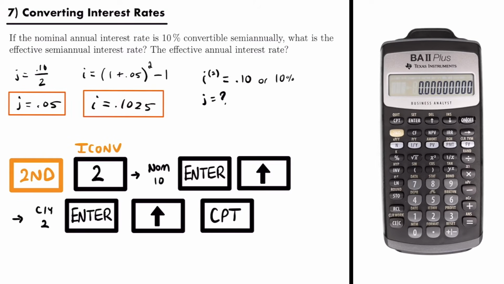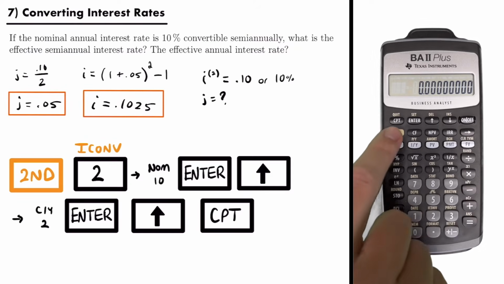And so what you want to do to convert interest rates is hit the second button and then the 2 button, which has the letters ICONV above it. That function is the interest conversion function. That's what the ICONV means, interest conversion.